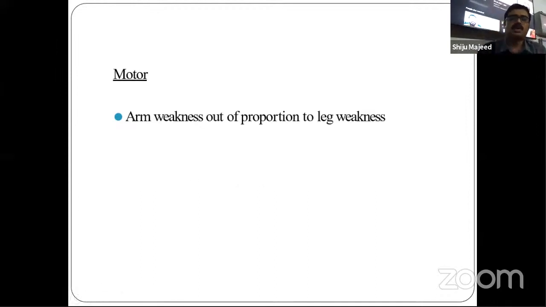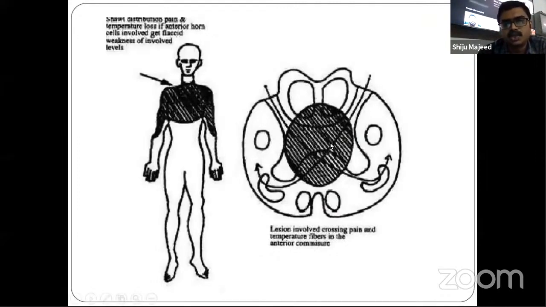Then the hallmark of a central cord syndrome is that arm weakness is much more than leg weakness. That is because the cervical fibers are closer to the central canal. So the upper limb fibers are closer to the central canal. So you get arm weakness out of proportion to leg weakness in a central cord syndrome. That should be borne in your mind. So this is the typical. So you know the central canal. This is expanding, so when it expands, it will gradually involve the motor tract and the crossing fibers of the lateral spinothalamic tract.